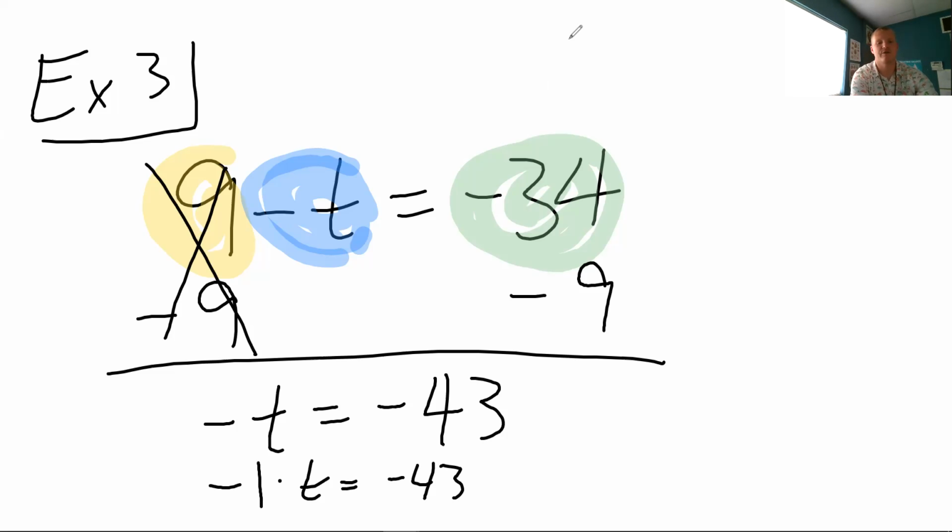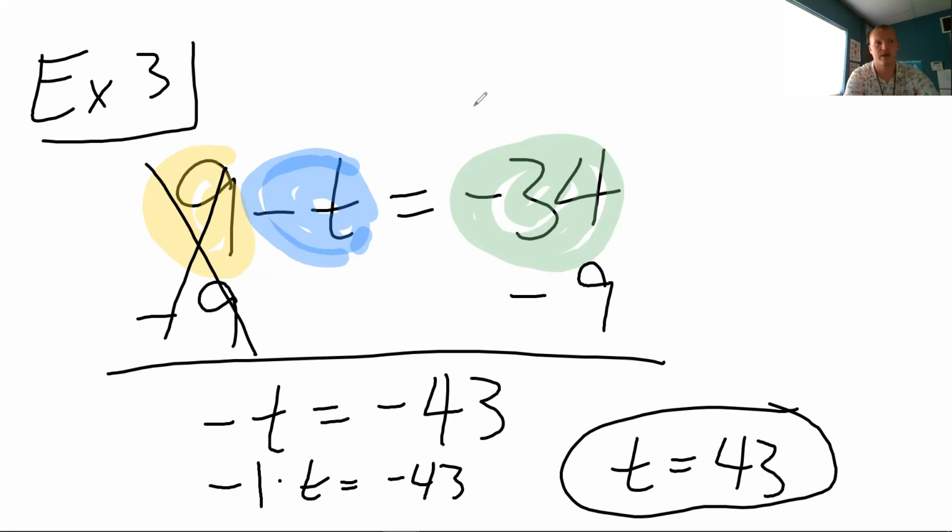Yeah, you'd divide. So if that was like a negative 5, I would divide both sides by negative 5. Since this is a negative 1, I'm going to divide both sides by negative 1. So all it does is change my negative 43 into a positive 43. Okay, so t would equal 43. And same thing, I could check: 9 minus 43 would be negative 34. So we got that one correct as well.